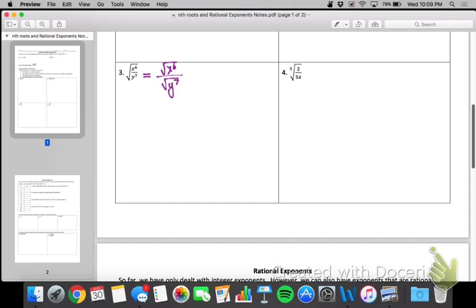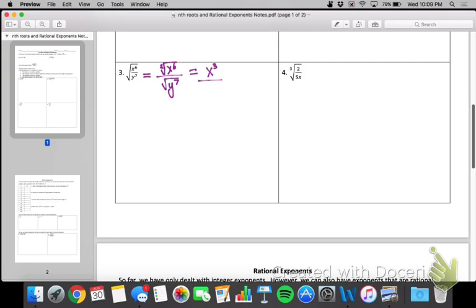The square root of x to the 6th is pretty straightforward because, remember, it really is as simple as I can do 6 divided by 2, and then I'm left with x cubed. So x cubed squared would give me x to the 6th. So if I take the square root of x to the 6th, I get x cubed.